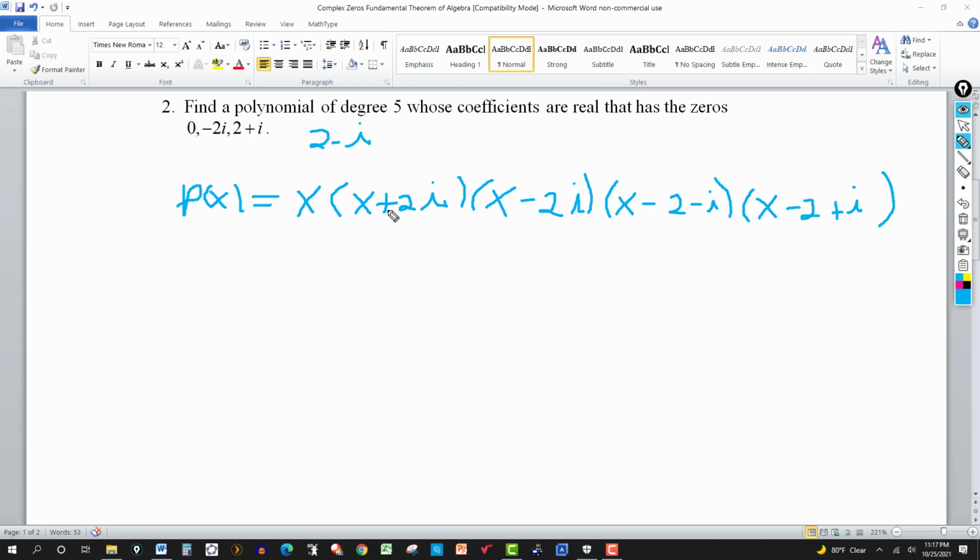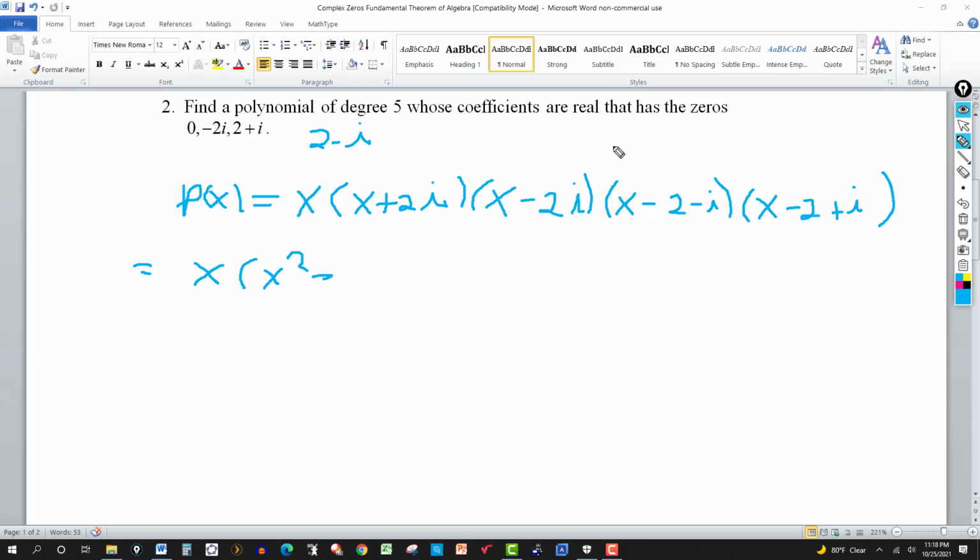You don't want to leave it with i's because you want to write it with real coefficients. So here's what we'll do. We have an x here equal to, okay, so this will be x, and then x plus 2i times x minus 2i. So that would be x squared. So notice I have the difference of the same two terms, x plus 2i and x minus 2i. So it'll just be the square of this, and then minus this product. So this will be minus, and then 2 times the 2i is 4i squared.